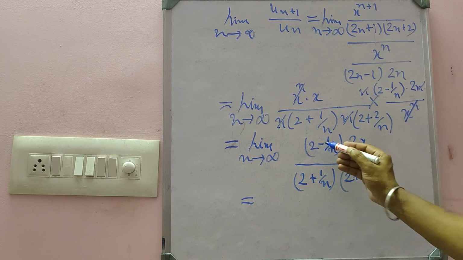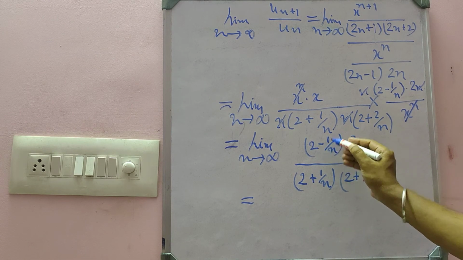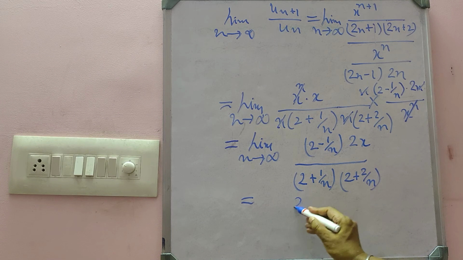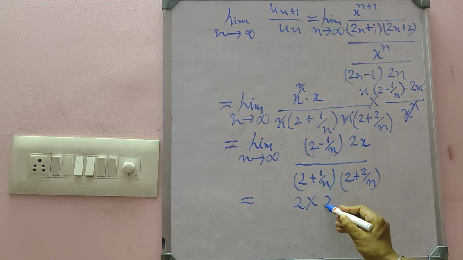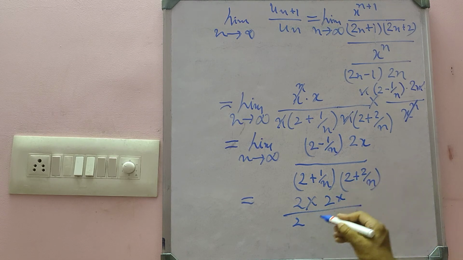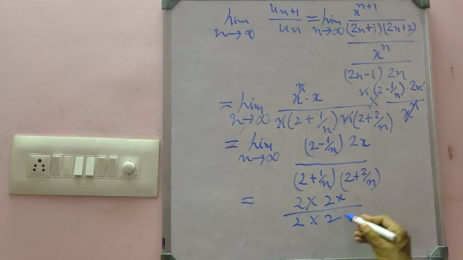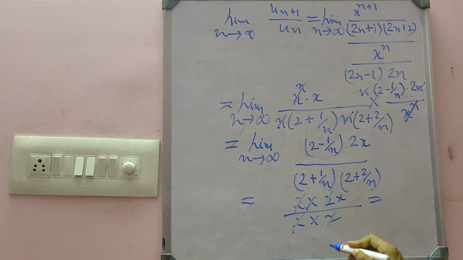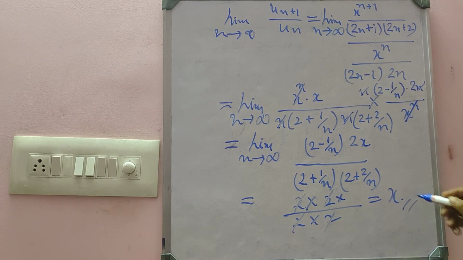So 2 minus 1 by infinity, you know, this part is 0, 2 minus 0 is 2, into this 2x divided by, here also 2 and here is 2. So finally what becomes? 2 cancelled out, becomes 1. Limit n tends to infinity u(n+1) by un, we are getting x.